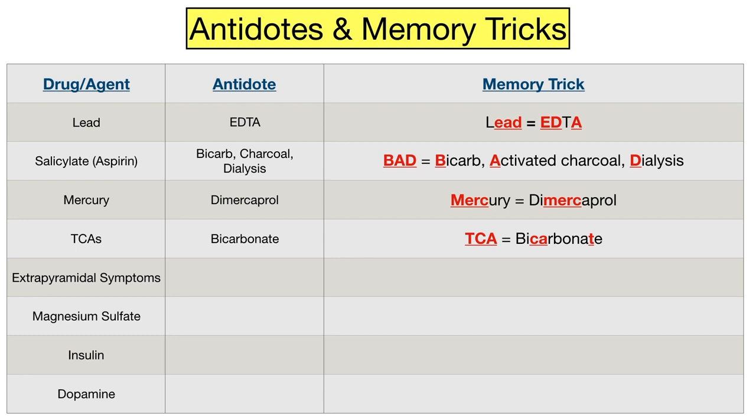Next, we have extrapyramidal symptoms, which are not a drug or agent, but they're the symptoms that can result from taking antipsychotic medications. These symptoms may include involuntary muscle contractions, tremors, stiff muscles, and involuntary facial movements. The treatment is diphenhydramine. The trick for this is another easy one. When you think of extrapyramidal symptoms, think of pyramid, and it just so happens that the letters in the word pyramid appear in the word diphenhydramine.